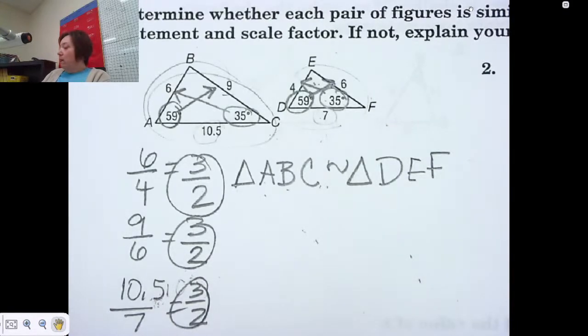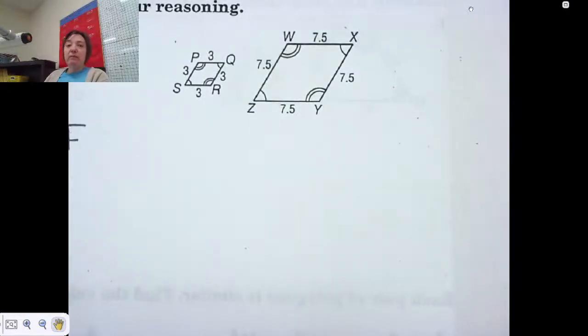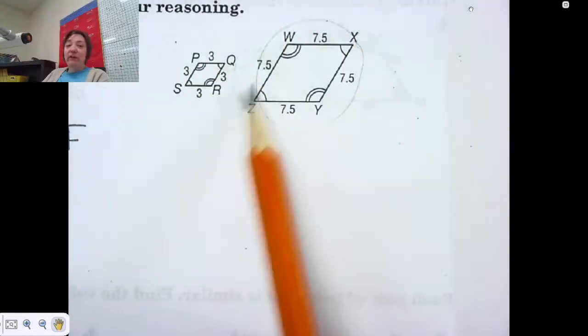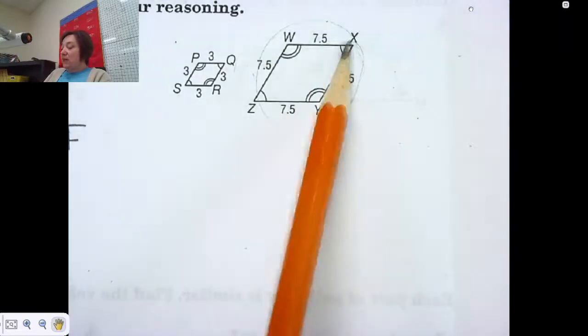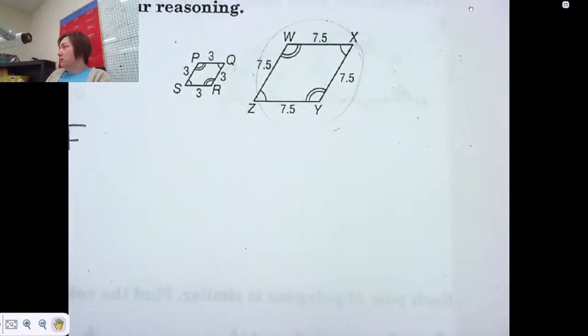Okay. All right, so let's look at number 2. Tell me what you notice. What jumps out at you? 7.5. All the way around that 7.5. And then all the way around, that one's 3. So we actually can tell just by looking at these are going to be similar because all the ratios are going to be the same, right? Because all the sides are the same here, all the sides are the same here. So we know all the ratios are going to be the same.